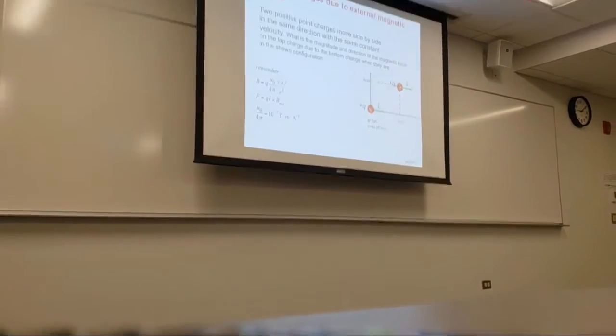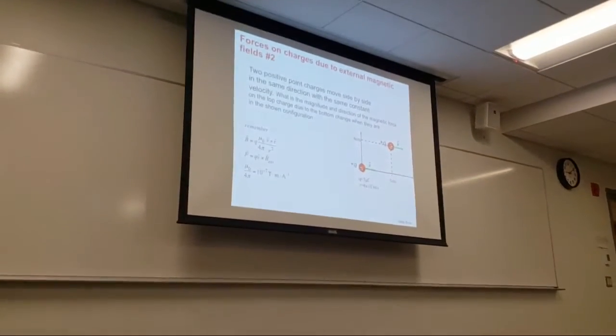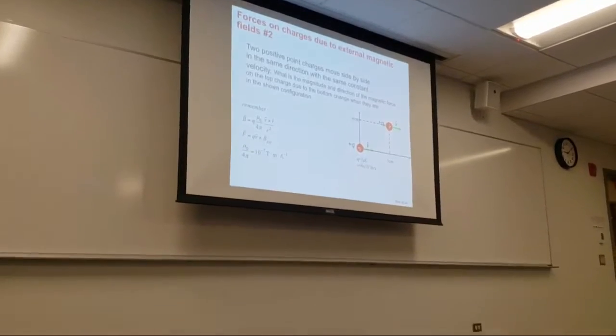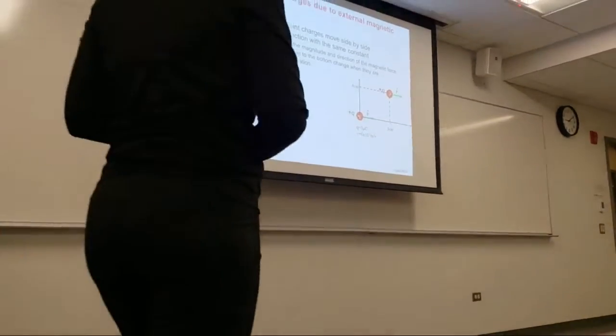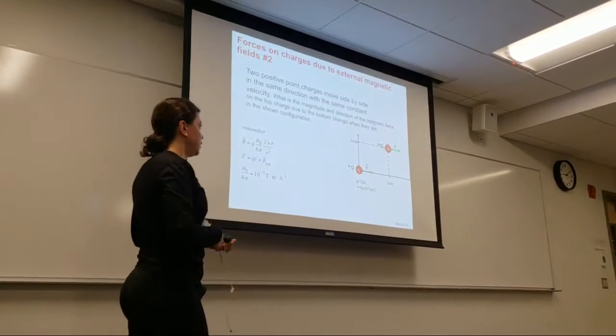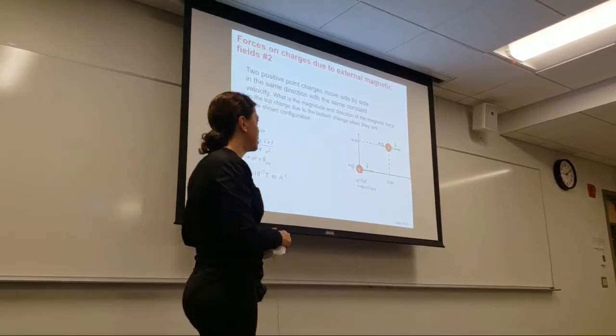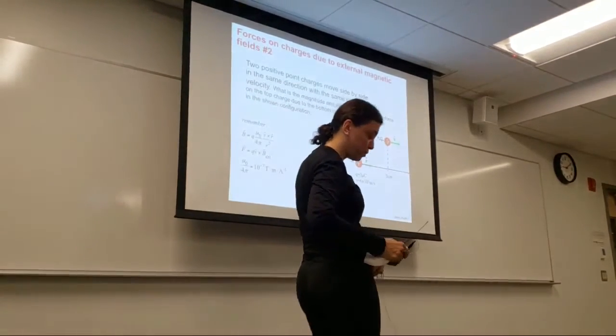So let's say this example, okay? Two positive charges move side by side in the same direction at constant velocity. The charge in each is 3 microcoulombs. The arrow points in the direction of the velocity. The magnitude is 6 times 10 to the 7 meters per second.